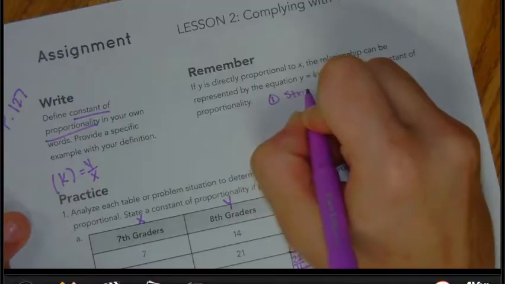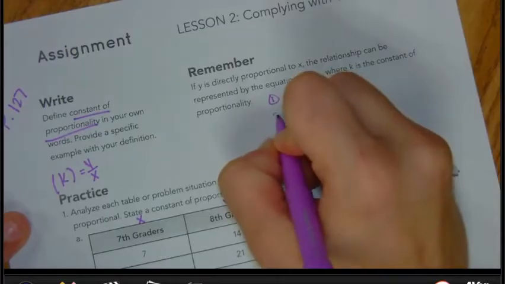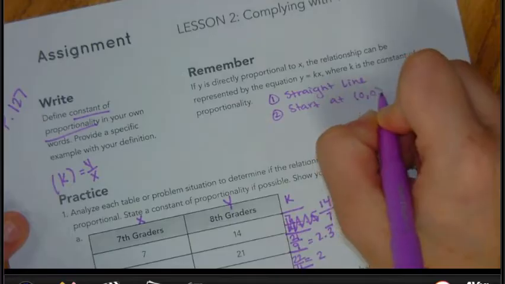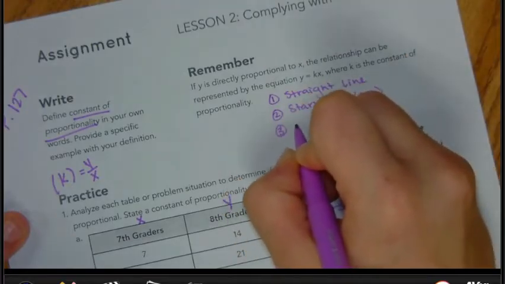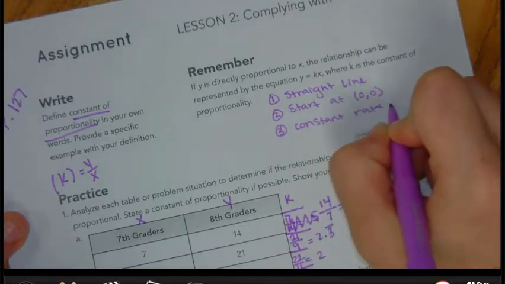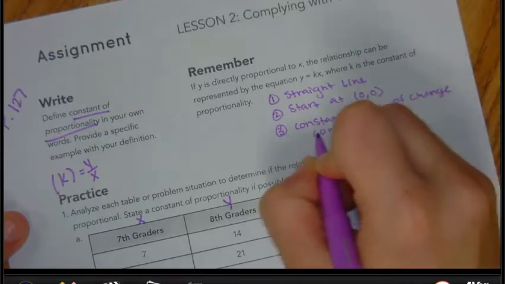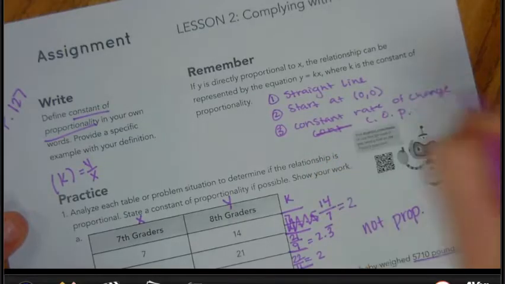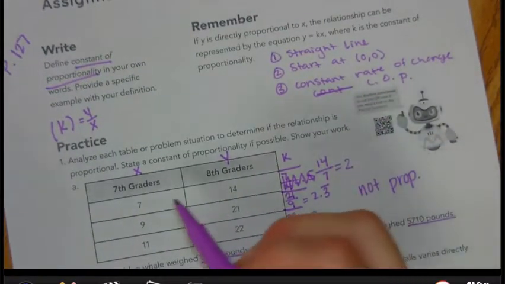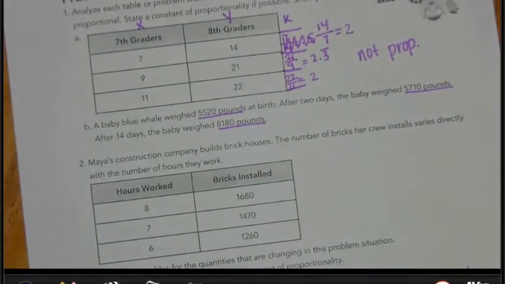1, I have to be a straight line, okay, when I graph these numbers. 2, I need to start at 0, 0. And then 3, I need to have a constant rate of change or constant of proportionality, COP. Okay, so that means at some point, one of my little coordinate points here has to be 0, 0, which means I have to start at 0. When X is 0, Y has to be 0.